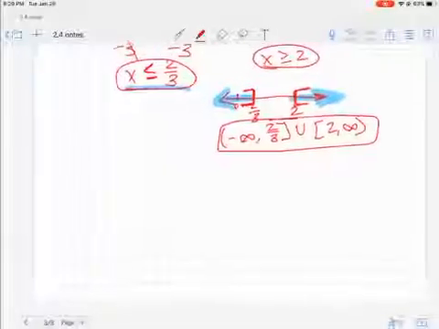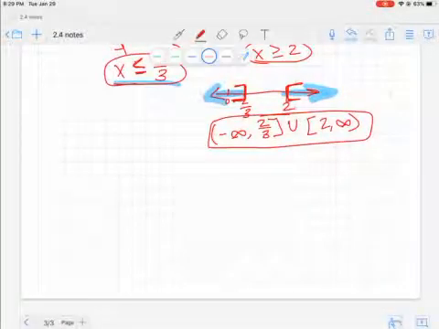Last but certainly not least, we get to go the other direction.